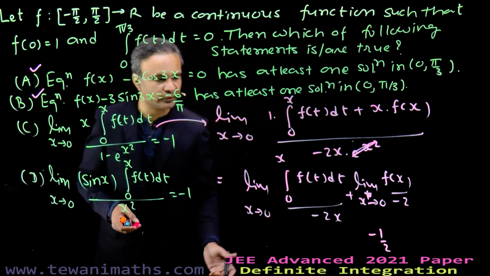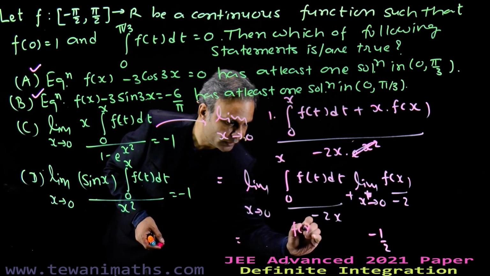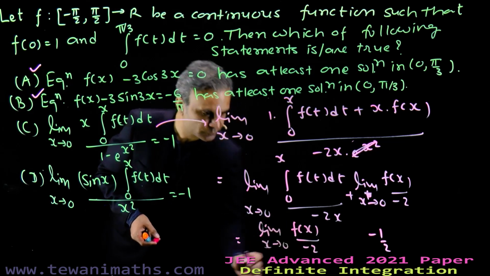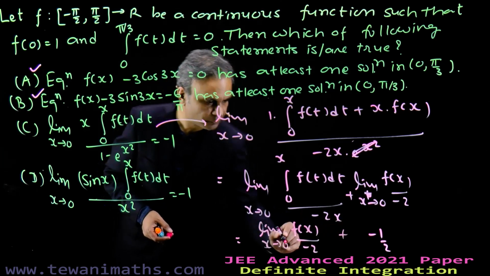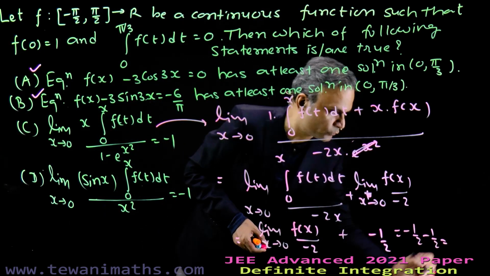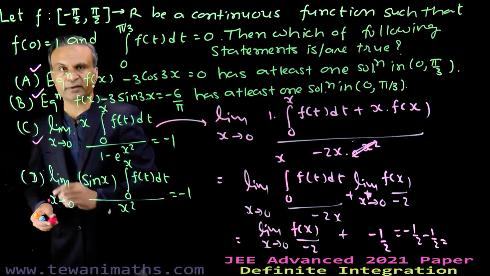We can use L'Hopital rule. We differentiate numerator and denominator separately. We find f of x over minus 2 for limit x tends to 0, so value of this will also be minus 1 upon 2. We get minus 1 upon 2, minus 1 upon 2 is equal to minus 1. Okay, so this option is also correct, true.